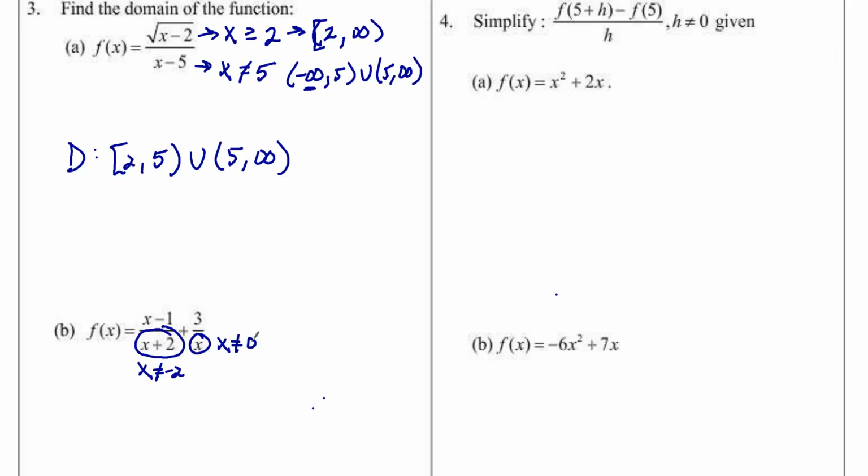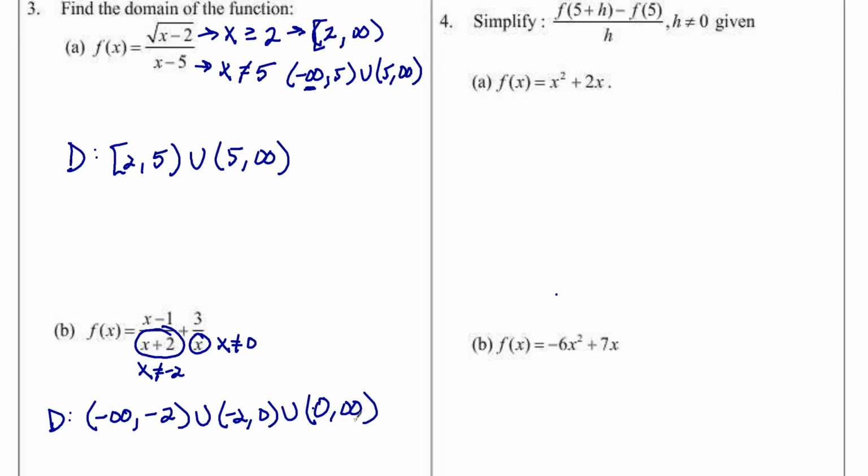Any other number works though, so my domain is going to be -infinity all the way up until -2, the union with -2 until 0, and then the union of that with 0 to infinity. So there are three areas that I have: -infinity up until -2, then -2 until 0, and then 0 to infinity.